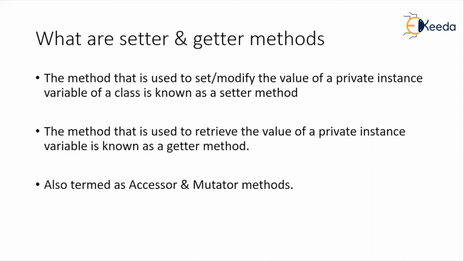These methods are also termed as mutator and accessor, where the setter method is termed as mutator because modification is done through the setter method, and the getter method is termed as accessor. It gives you the access to fetch the value for that particular variable.